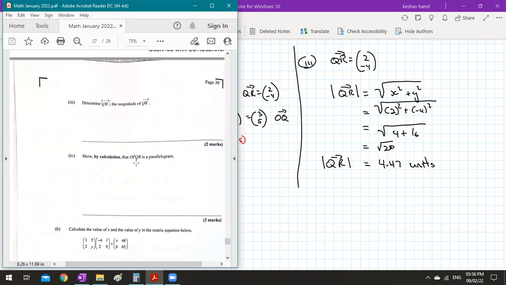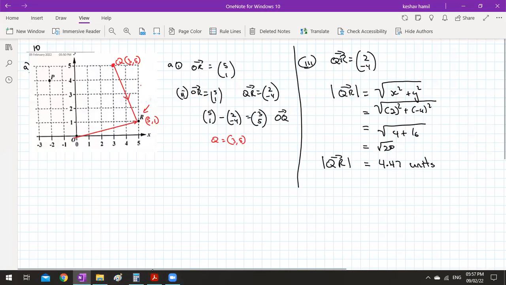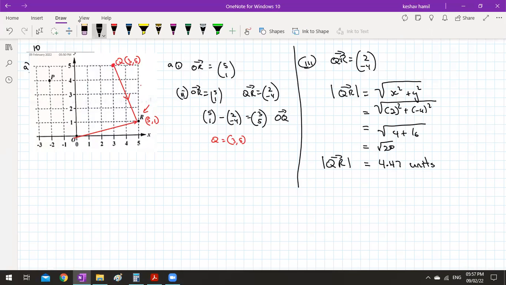Show by calculating that OPQR is a parallelogram. So if we were to continue the shape, we'd see that this is parallel to this and this is parallel to this. Now, how do you do that? All you have to do is show that this vector is equal to this vector, and show that this vector is equal to this vector.